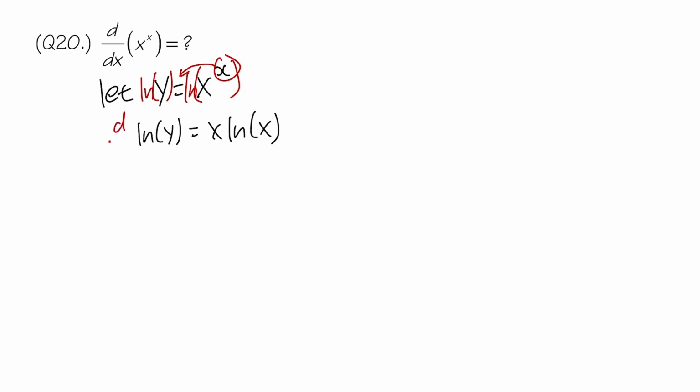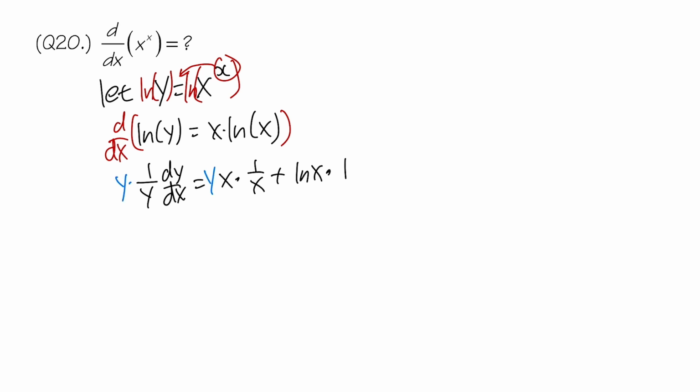Then implicit differentiation. Derivative of ln y is 1 over y times dy dx. Here is x times ln x. So we use the product rule. First function times the derivative of the second, which is 1 over x, plus the second function times the derivative of the first, and that'll give us 1. And then we will just multiply y on both sides, so that this and that can cancel.